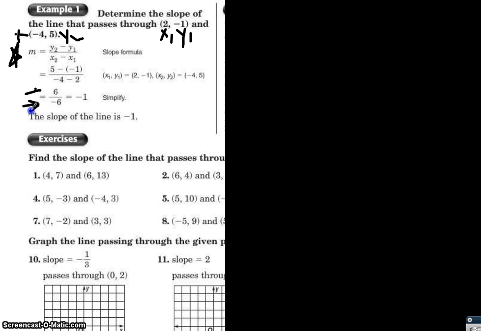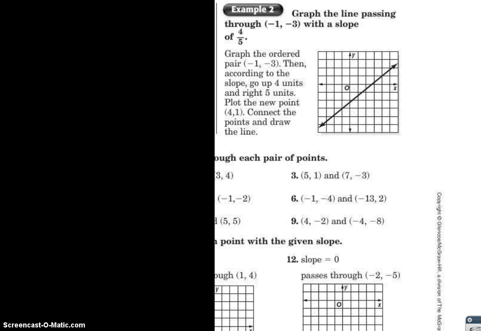So what I want you to do is, using this example, for those of y'all with these worksheets, you're going to work problems 1 through 9 using this example. If you have a different worksheet, you're going to work the similar problems that have slope using this example as well. So let's look at example 2. Example number 2 says that I'm going to graph the line passing through (-1, -3) with a slope of 4/5. It says graph the ordered pair (-1, -3).